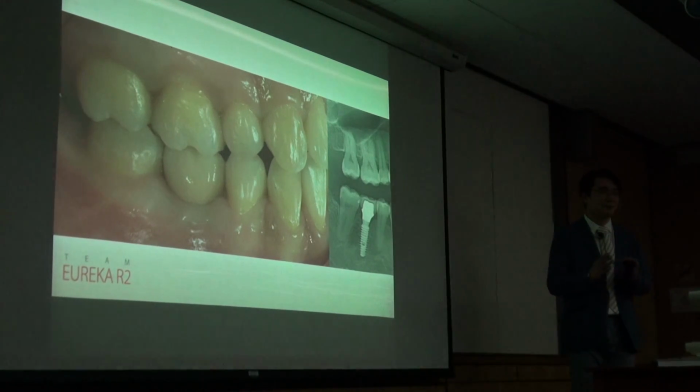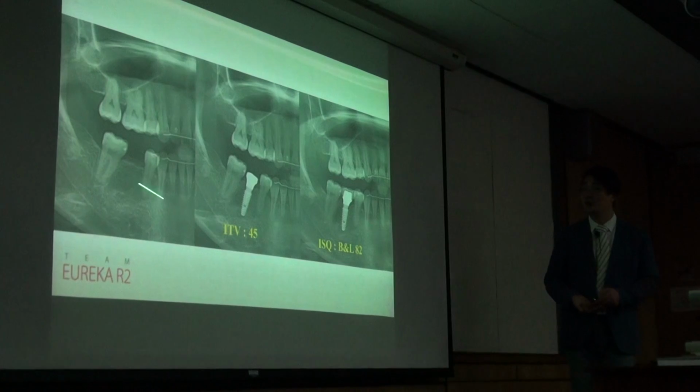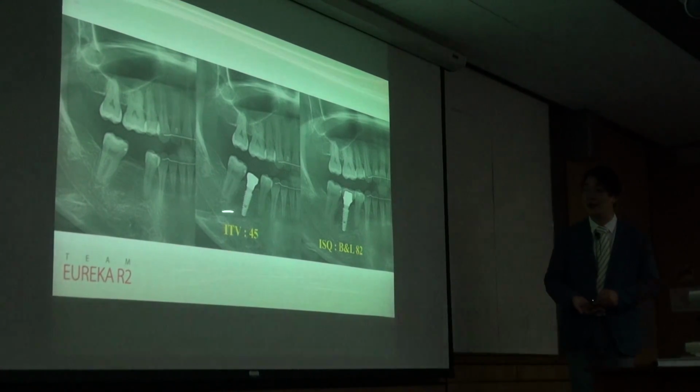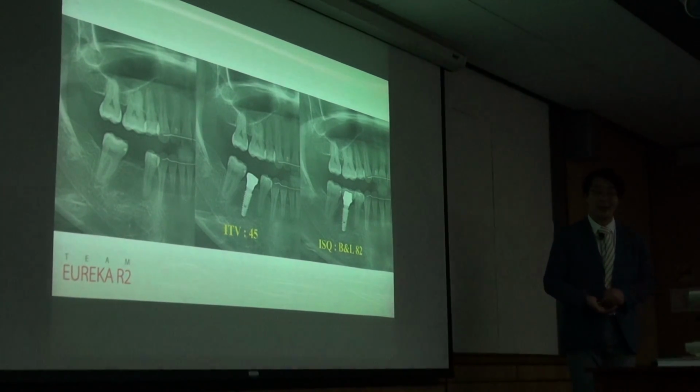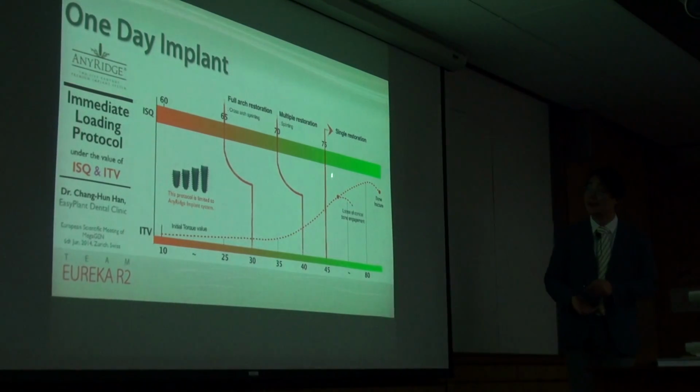So we made some temporary numbers, and nowadays we try again about the performance. When I put in the Any1 deep thread, ITV was 45, and when I checked the final restoration, the ISQ value was 82. It's good. So when we're using the Anybridge implant, this is our loading protocol. For a single implant, you have to obtain 45 ITV values. And the ISQ value, we recommend over 75.